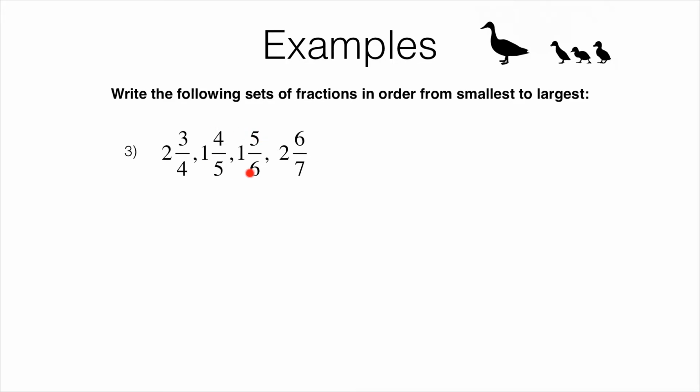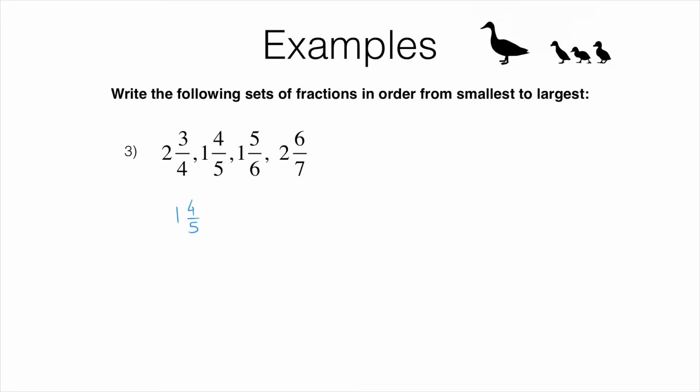Let's start with these two, 1 and 4/5 and 1 and 5/6. Now, we don't have a common numerator or a common denominator in these cases, but without too much work, you should hopefully see that 1 and 4/5 is the smaller fraction because that is 1/5 away from 2.